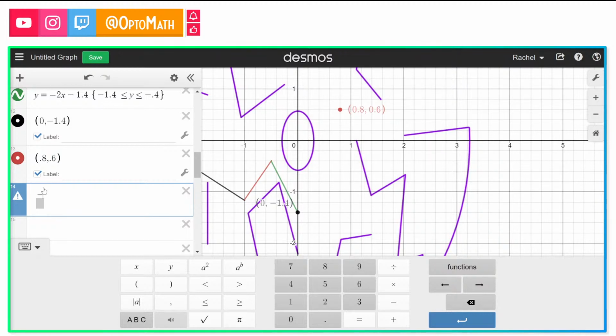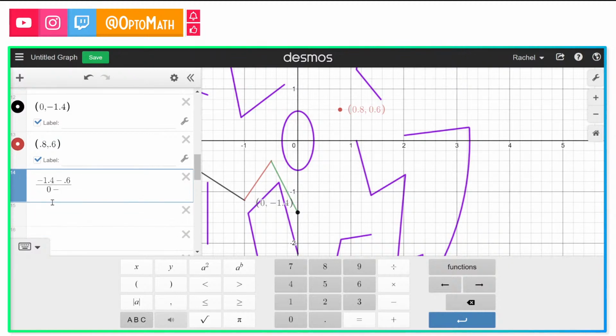So let's do negative 1.4 or negative 1 2/5, minus the other y value, which is 0.6 or 6/10 or 3/5. Now let's go back to our top point, which is 0. 0 minus, well, the x value is 0. 0 minus 0.8. And all I'm doing is finding slope, okay? 2.5. Great. So that's our slope, and we have 2 points and a slope, so we can use point-slope form.